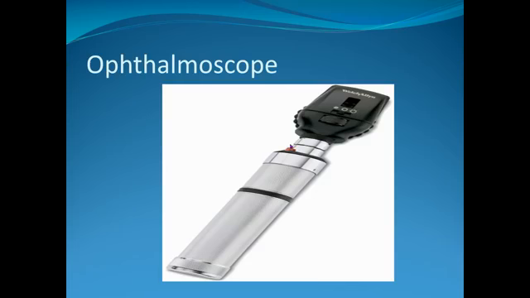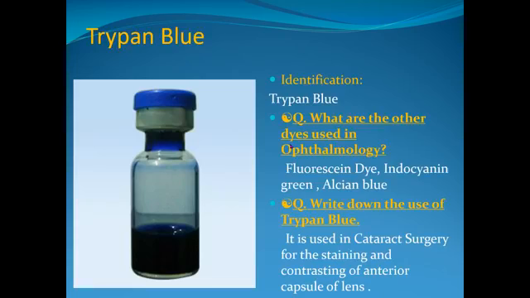What are the functions of the ophthalmoscope? To see the fundus, to see the retina. Okay, I think you clearly understand what a retinoscope is and what an ophthalmoscope is. Ophthalmoscope to see the fundus, retinoscope to correct and diagnose the refractive error.